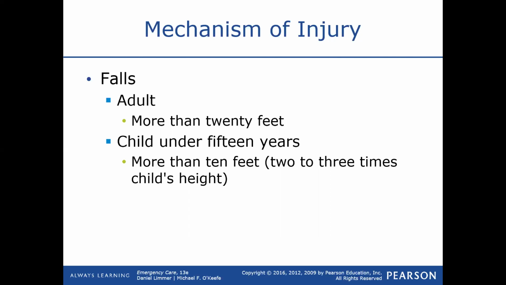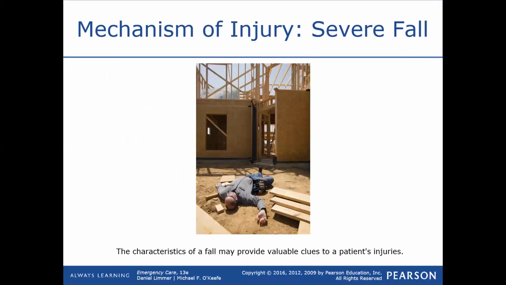Okay, but by definition, the critical fall, and this will probably be a test question for you guys, is if an adult falls more than 20 feet, or if a child under 15 years old falls more than 10 feet, or 2 to 3 times a child's height. These are all very subjective. Of course, there's kids that are 15 years old that are as tall as me. So that's kind of where all this stuff plays in, okay? Anatomically, we're all a little bit different. Kids grow at different rates. So, you know, if you see a fall between 10 and 20 feet, then that can be very serious.